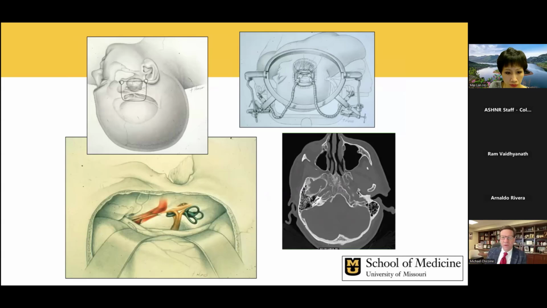It looks like Dr. Rivera has joined us, and maybe Arnie, if you could, from your perspective as a neuro-otologist, talk a little bit about some of the aspects of the anatomy in the floor of the middle fossa and the skull base. Dr. Chicoine and I work together, Mike and I work together on these type of procedures.